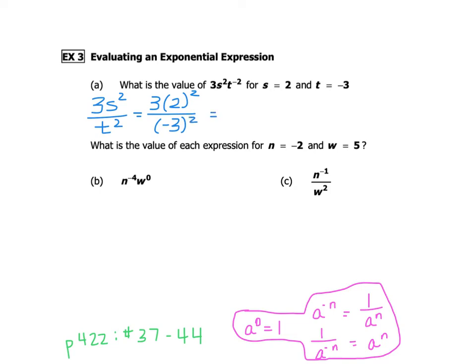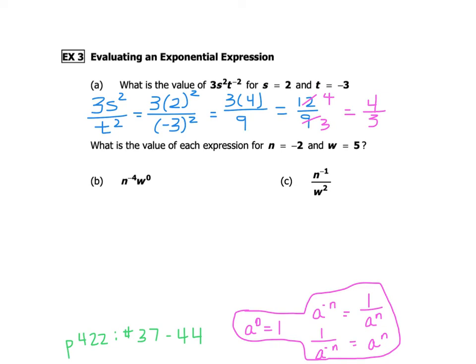So on the top, we do the exponents first. So I'm going to have 3 times 4, 2 squared is 4. On the bottom, I'm going to have negative 3 squared, which is 9. This gives me 12 over 9. Notice we can simplify this. We can take a 3 out of the top and the bottom. And this is going to give us a final answer of 4/3.